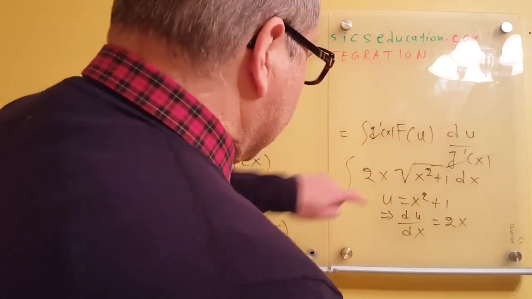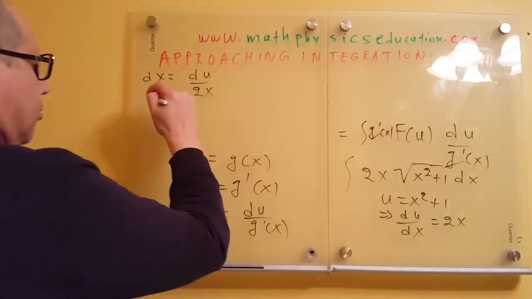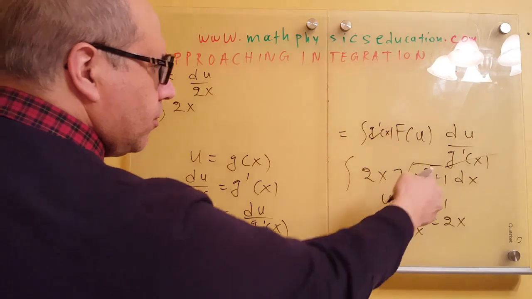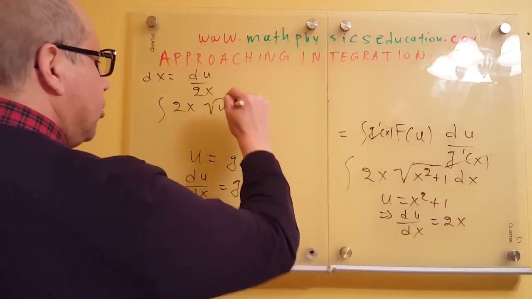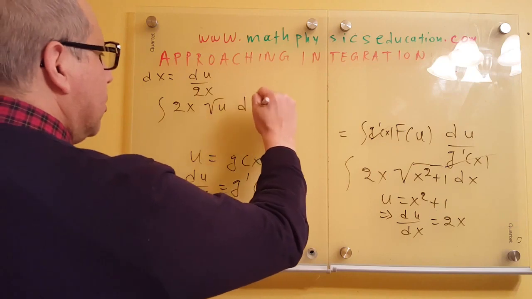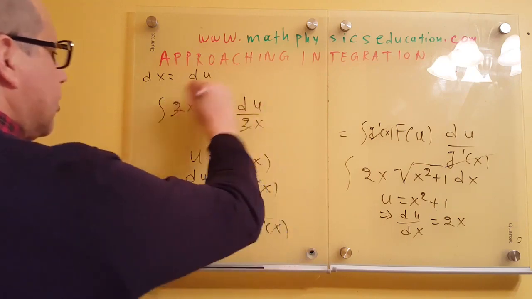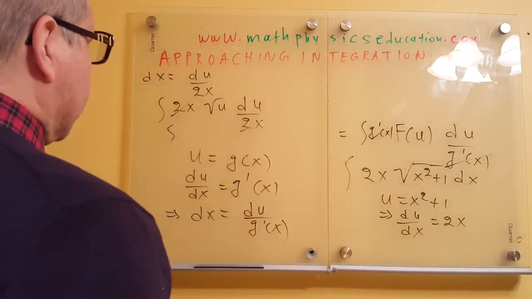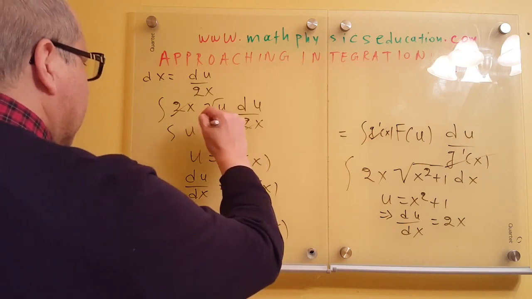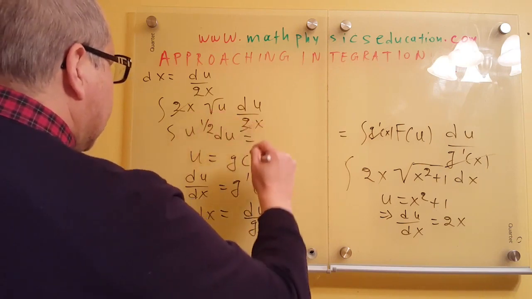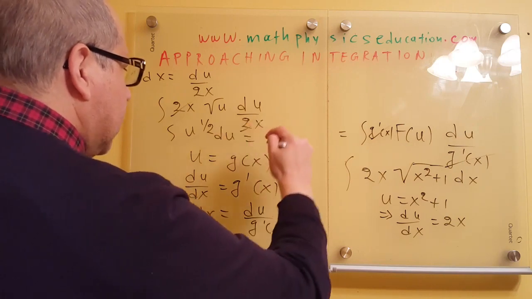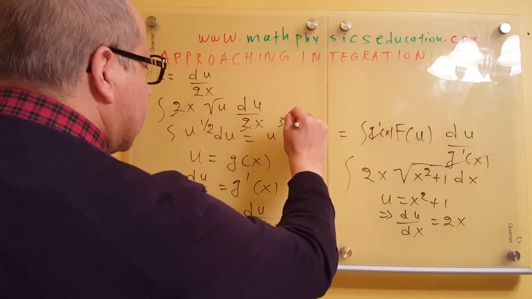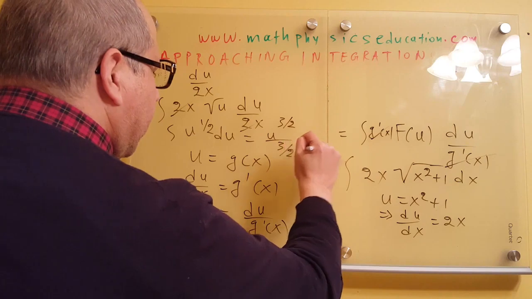Now if you go back to the integral that you have to calculate, you have 2x times, instead of all these, you put u, so you have the square root of u, and instead of dx you put du over 2x. So this cancels with this. Now you just have to find the integral of the square root of u with respect to u, so that's u to the 1/2 du, and the integral of this is u to the 1/2 plus 1, so u to the 3/2 over 3/2, plus c.